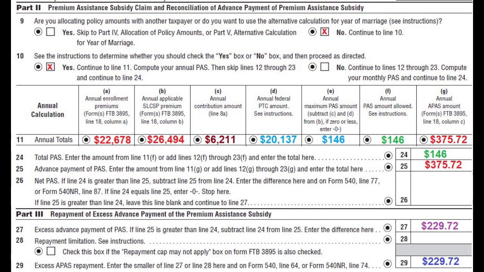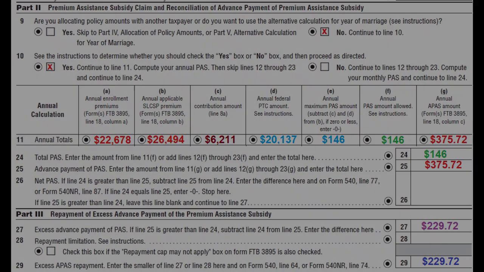Column A, 11A, is the annual enrollment premiums. Column B is that second lowest cost silver plan. Column C is the annual contribution amount determined from the lines above in Part 1. And then Column D is the annual premium tax credit amount.